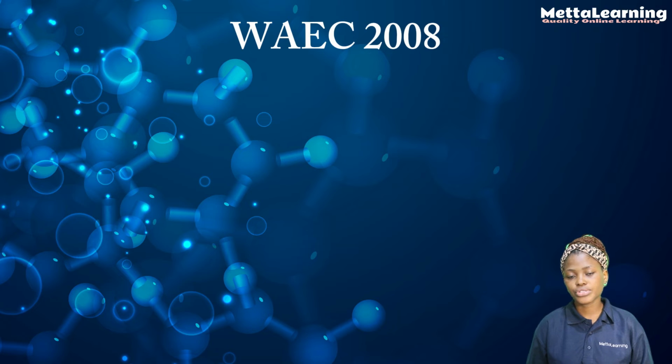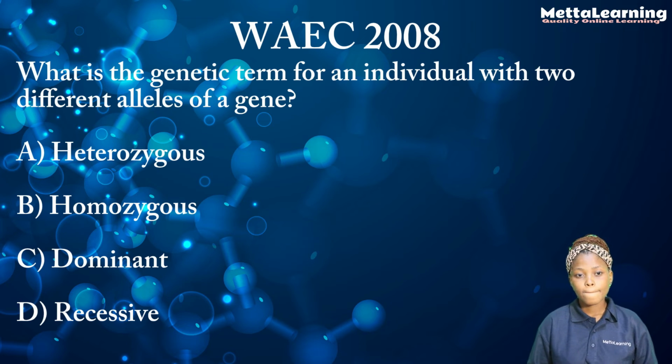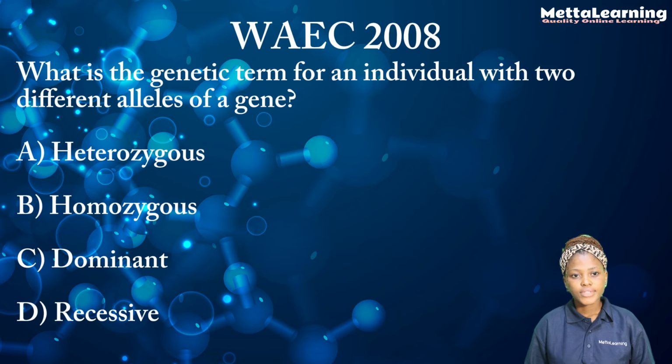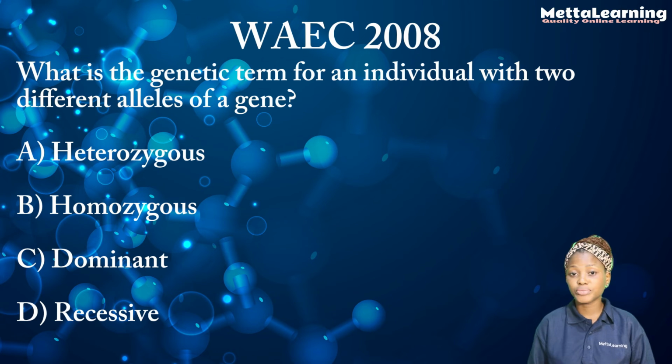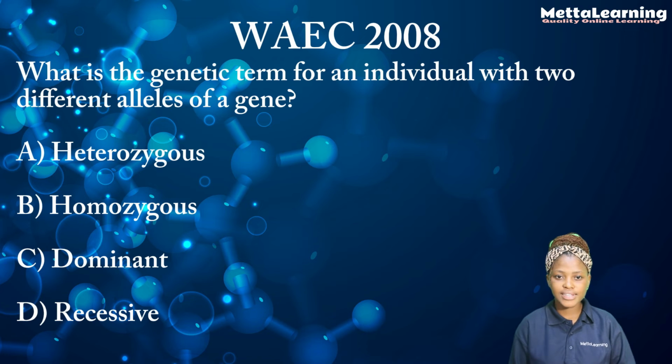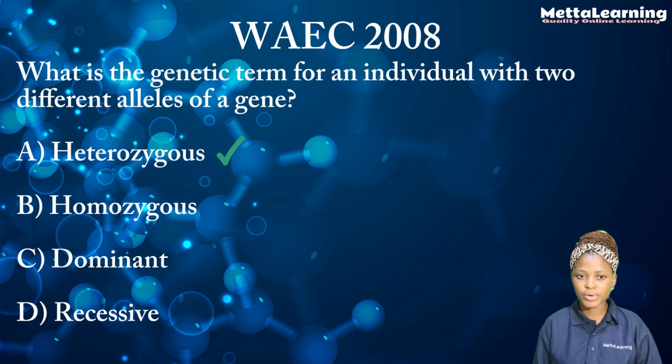2008, objective question 12. What is the genetic term for an individual with two different alleles of a gene? Option A, heterozygous. Option B, homozygous. Option C, dominant. Option D, recessive. Heterozygous is that genetic term. Option A is the correct answer.